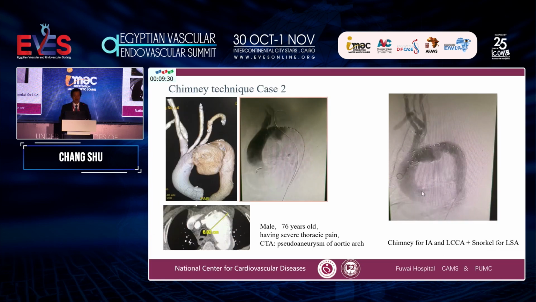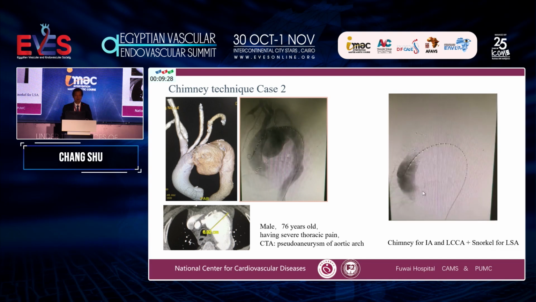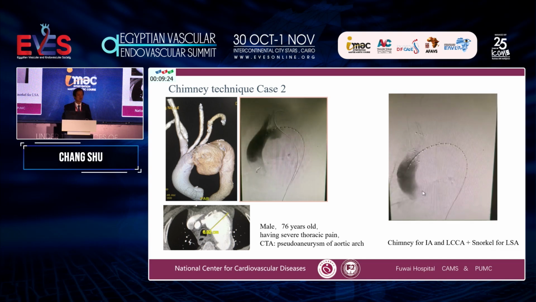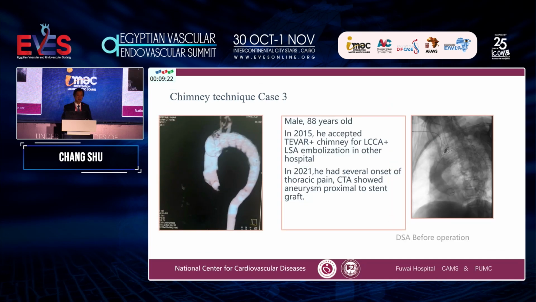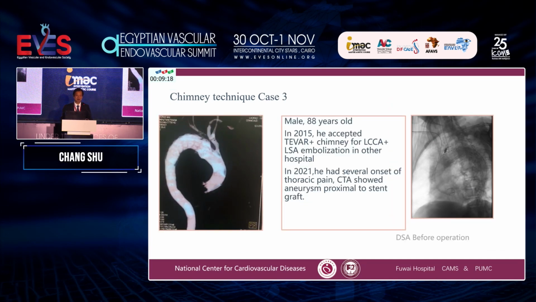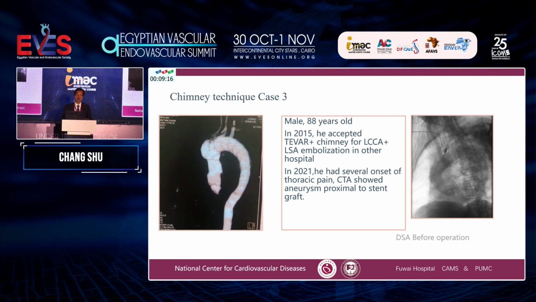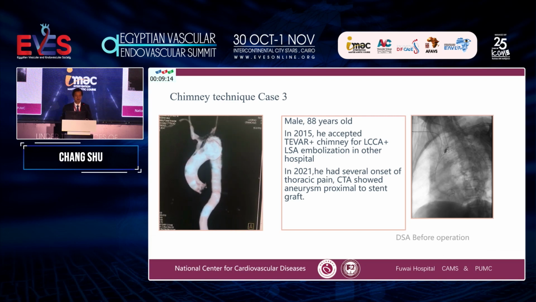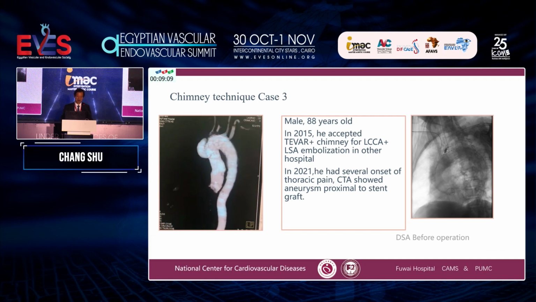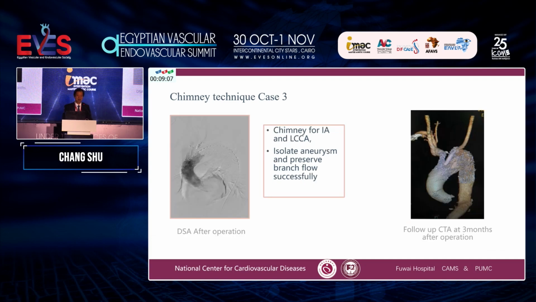Let me show you some special cases treated by Chimney. With this technique, you can do it very smoothly and get a very good instant result, especially in aged people. For example, this gentleman had already had TEVAR before, but now he suffered from severe chest pain. He came back to my hospital, and we used Chimney to rebuild the branch vessels so quickly, within 1.5 hours. Then the patient did so well.